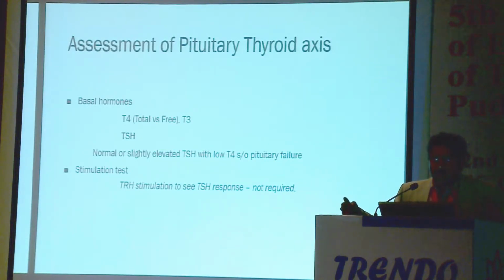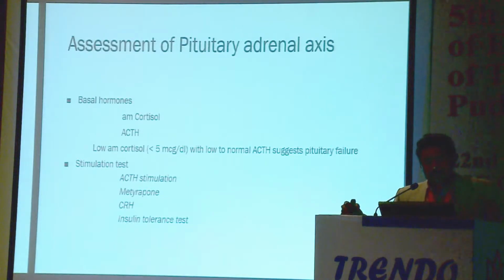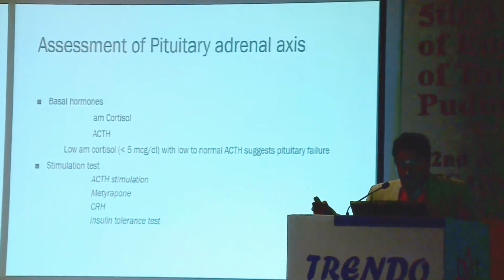But sometimes a stimulation test in the form of TRH stimulation to see the TSH response may be required to really see whether the patient is deficient in TSH. But this may not be of clinical importance or really needed in clinical practice for adult patients. For assessment of the pituitary adrenal axis, again, basal hormones are quite sufficient, and an 8 AM cortisol along with the paired ACTH should do this job. A very low 8 AM cortisol, that is less than 5 microgram per dL, with low to normal ACTH again suggests pituitary failure. So there is an inappropriate response of ACTH to a low cortisol, which suggests that there is something wrong with the pituitary gland.